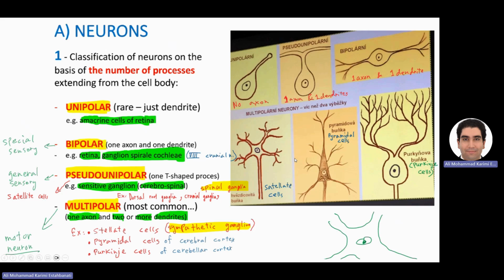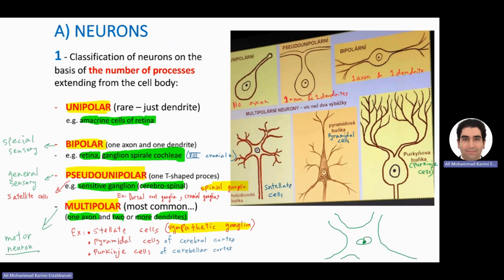And the multipolar divides into three types. There will be a stellate one, there will be a pyramidal one, and there will be a Purkinje one. Now, the stellate one, you can find it in the sympathetic ganglions all around close to your spinal cord. And for pyramidal cells, you can find them in your cerebral cortex. And for the Purkinje cells, which is very important for our faculty, because the founder was part of our faculty, it's found in your cerebellum.